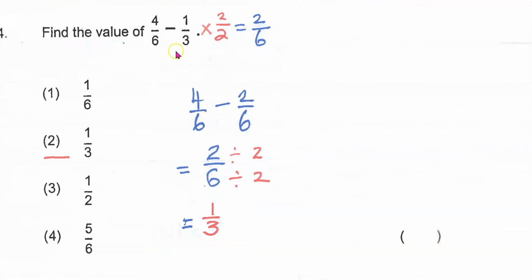Now find the value of 4/6 subtracting 1/3, or 4 out of 6 minus 1 out of 3. First, change the denominator 3 to 6. So you times 2, which gives you 2/6. Now you deal with the denominator 6 for each of them. 4/6 minus 2 out of 6, you have 2 out of 6. Then reduce to simplest terms, you get 1/3. Answer 2.